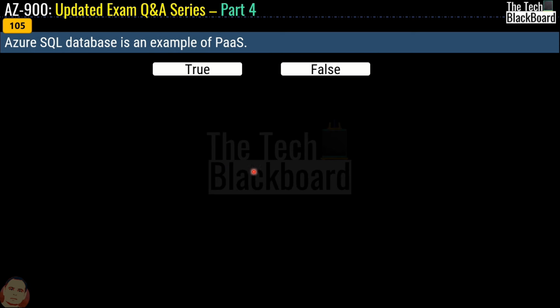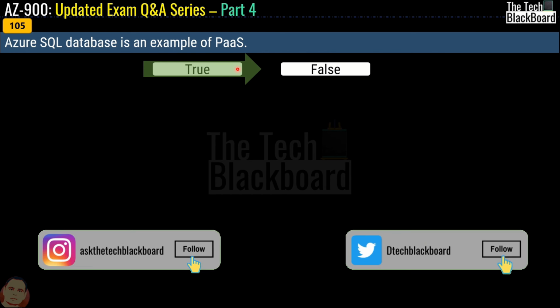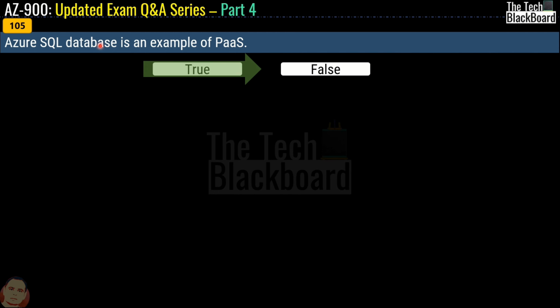Now let's jump to question number 105, and this one says that Azure SQL Database is an example of PaaS or platform as a service. The correct answer for this one is true. Please mind that in question number 104, we discussed SQL Server on virtual machine. And in this question, we are discussing Azure SQL Database. So there is a difference between both of them. Whenever you are getting these questions, please read the Azure service very carefully before answering the question.